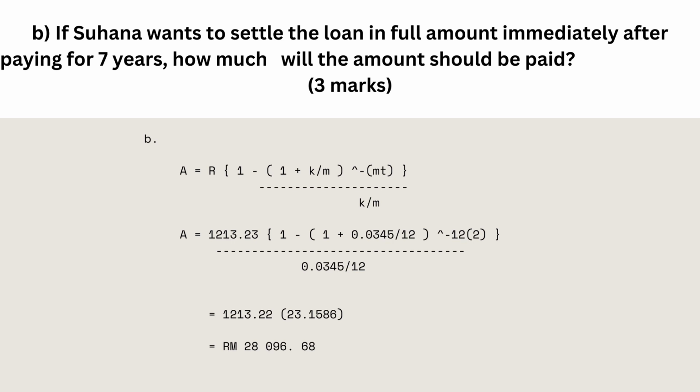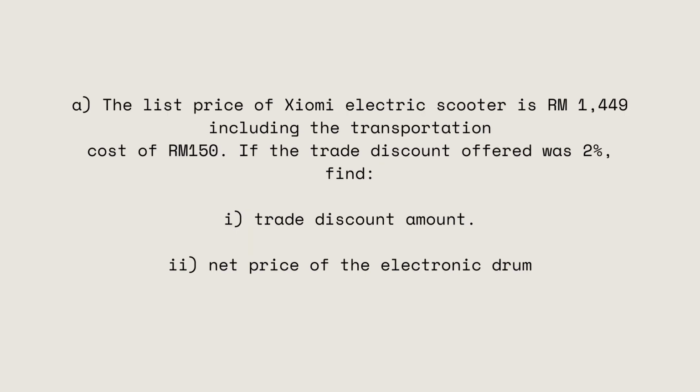We use the formula A equals R in bracket 1 minus in bracket 1 plus K per M in bracket to the power of MT, divided by K per M. Then we got the answer A equals 28,096.68.